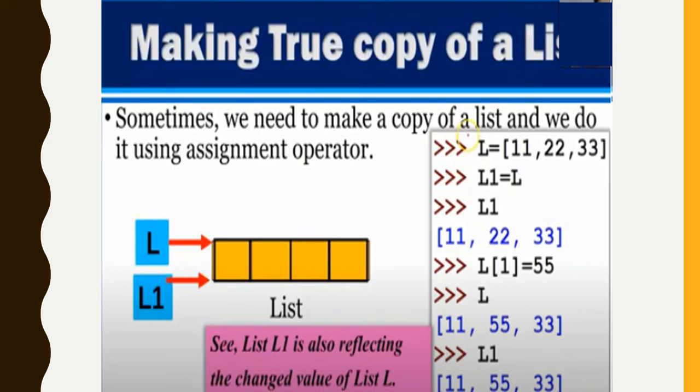We need to make a copy of a list, and we do it by the assignment operator. What happens here, you see, if L is 11, 22, 33, L1 equal to L, if I print L1, 11, 22, 33, the meaning of which is whatever L is pointing to, the same L1 will also point to. See, list L1 is also reflecting the changed value. If we make changes in L, it reflects in L1. If you make changes in L1, it reflects in L, because both are pointing to the same memory location. 11, 22, 33, first element, meaning L of 1, in place of 22, 55. 11, 55. If you print, L also changes, L1 also changes.